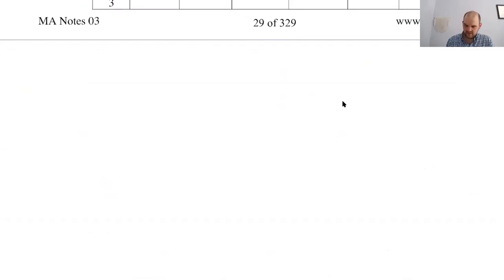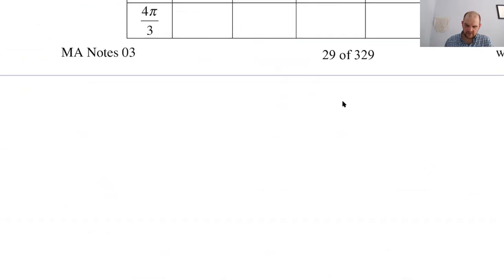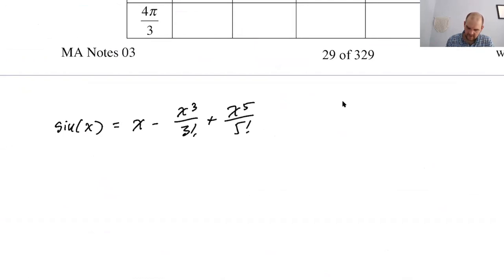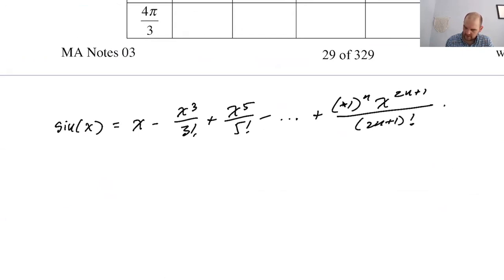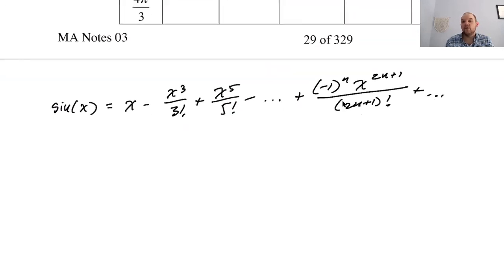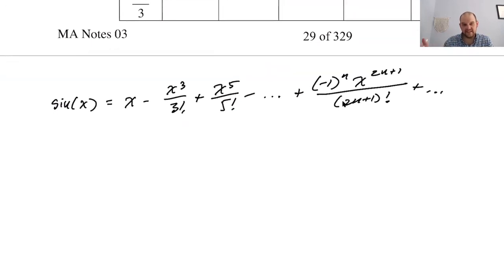So here we go. So sine of x, so I remember them, so I'm going to write them. Sine of x is x minus x cubed over 3 factorial plus x to the 5th over 5 factorial minus dot dot dot plus negative 1 to the n, x to the 2n plus 1 over quantity 2n plus 1 factorial plus dot dot dot. Okay, I'm going to use this to find sine of negative x.